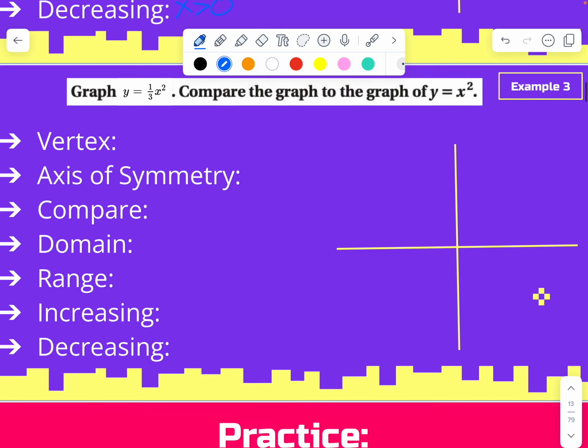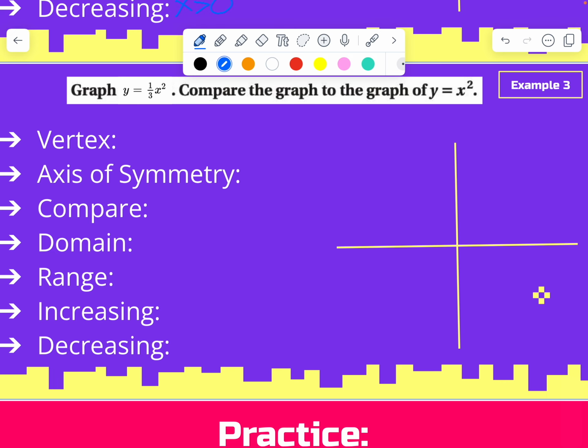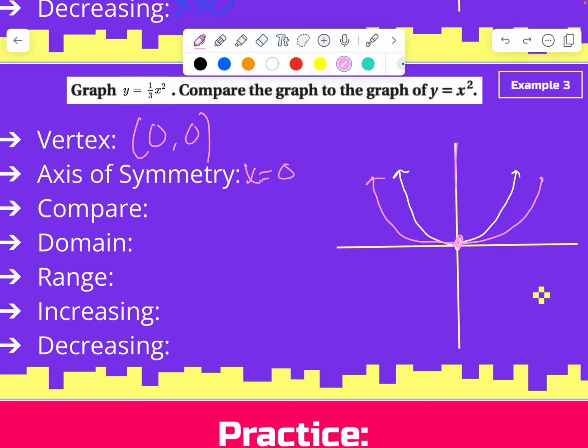Let's take a look at one more example. Now we have a 1/3 in front of the x squared. Well, anything between 0 and 1 is going to make our parabola wider. So if this is my normal, or my parent, and I have a 1/3, that's going to make it wider like this, wider like that. My vertex is still at 0, 0. My axis of symmetry, the line that splits it in half, is right in the middle at 0.